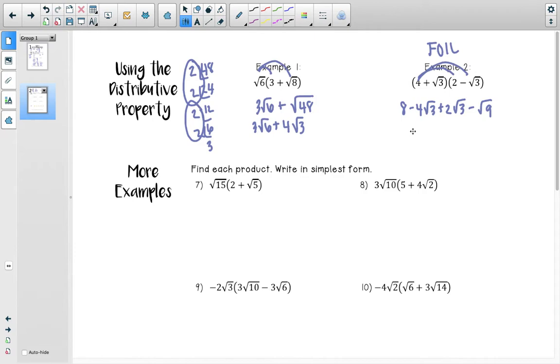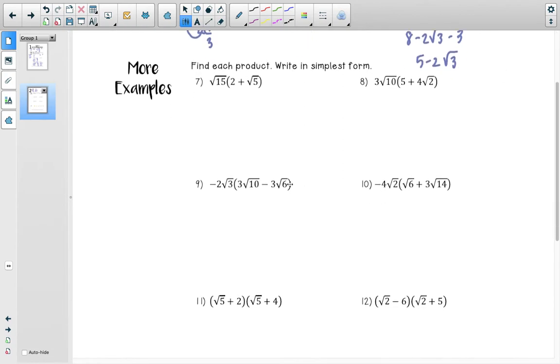All right, so we can combine these two together because they have the same type of radical. So you have 8 minus 2 square root of 3 because negative 4 plus 2 is negative 2. And the square root of 9 we know is 3. So we put 8 and 3 together. Can't do anything with this, so we have 5 minus 2 square root of 3, and that's the answer.